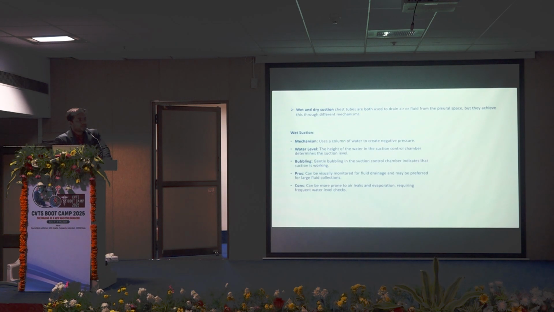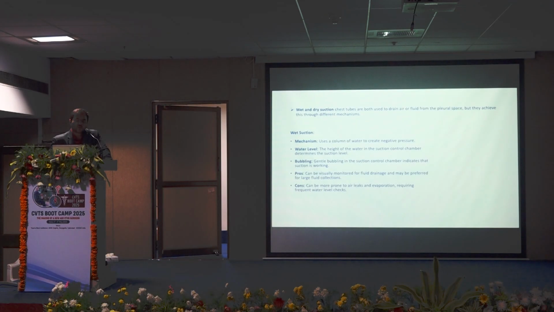And there are two types of suction system. One is wet and one is dry suction system. Both wet and dry chest tubes are used to drain air and fluid from the pleural space, but they achieve this through different mechanisms. First, coming to the wet suction.